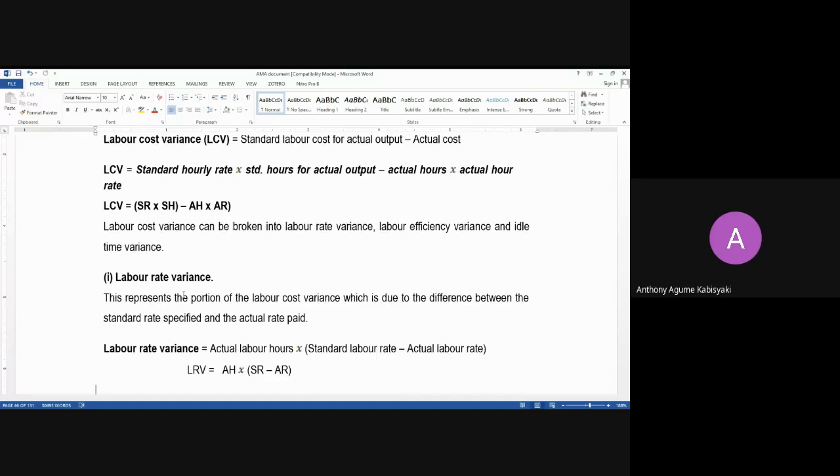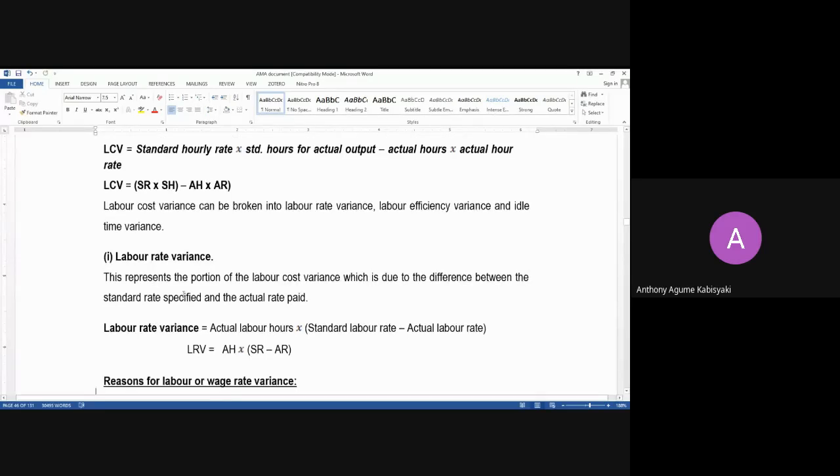For example, I had planned to pay 10,000 per hour, and you find that I've paid more than that, or I've paid less than that. If I pay more than that, then the variance would be there, but adverse. If I pay less than what I had planned, then it will be a favorable variance. It is in your favor.